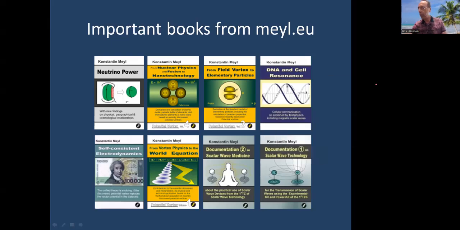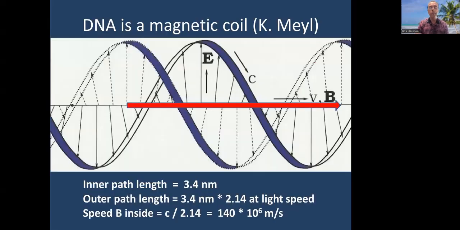Yeah, so this is the book. I can very much encourage you to read this kind of book. He has more books about this structure, but DNA and Cellular Resonance is the one you can start with. It's the easiest book of this series. If you're interested in physics, this is the one to go to.